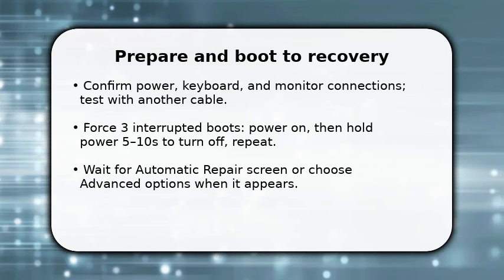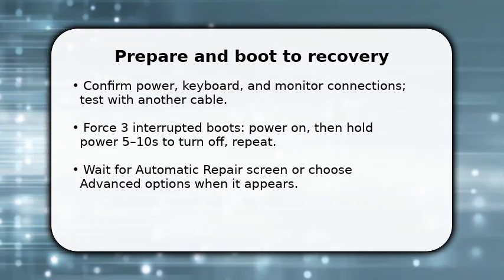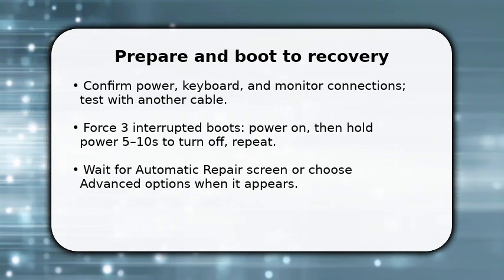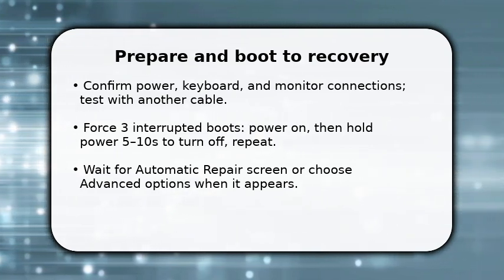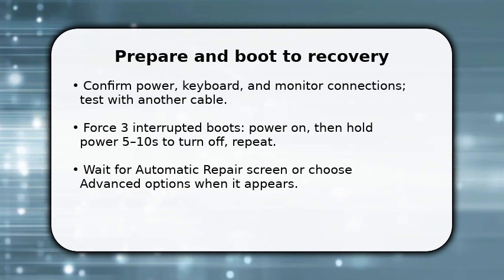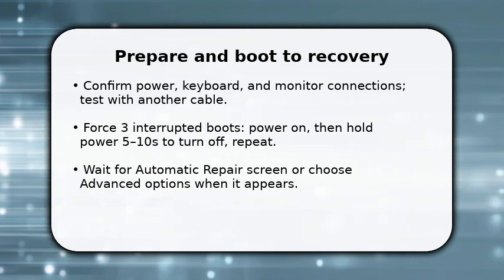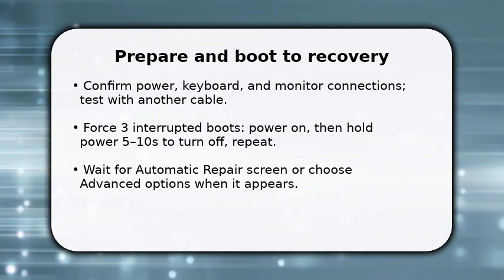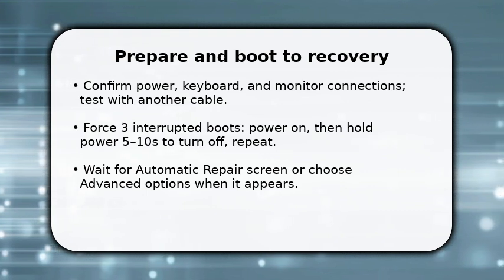Enjoy the video. You start by ensuring basic hardware works: power, keyboard, and display. Once done, trigger Windows recovery by forcing 3 interrupted boots. Power on until Windows begins, then hold power 5-10 seconds to cut it off. Repeat twice more. This causes automatic repair to load. Make sure to let the system reach the repair screen.